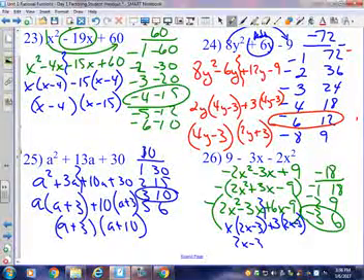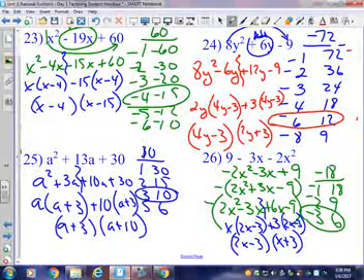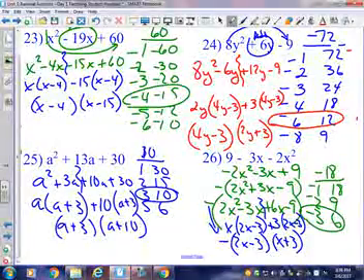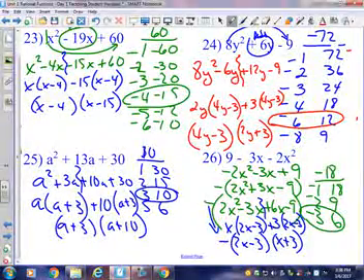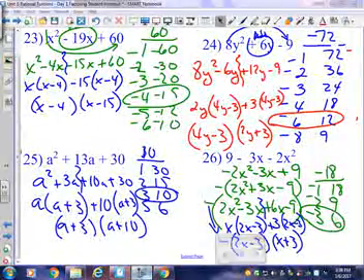So 2x minus 3 is part of my answer, and x plus 3 is my other part of my answer, and then I bring this negative down that I took out for the GCF. Always try to remember to do that, to put your GCF back on your answer at the end.